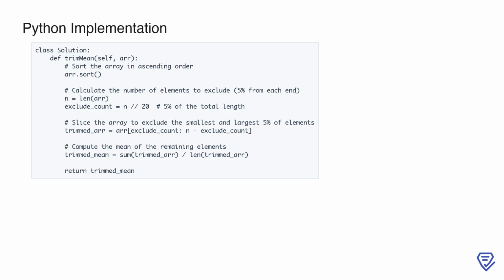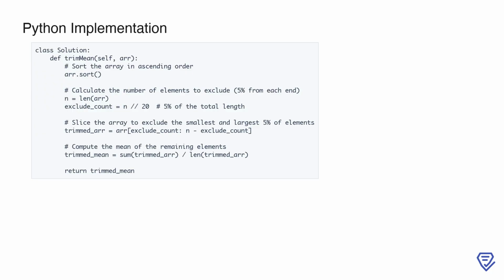3. Trimming the array. Using slicing, the smallest 5% and largest 5% of elements are removed. The slice arr[exclude_count : -exclude_count] selects the middle portion of the array, excluding the calculated number of elements from both ends. 4. Computing the mean. The mean of the remaining, trimmed, elements is calculated by dividing the sum of the trimmed array by its length. The result is stored in trimmed_mean. 5. Returning the result. Finally, the trimmed mean is returned as the output.